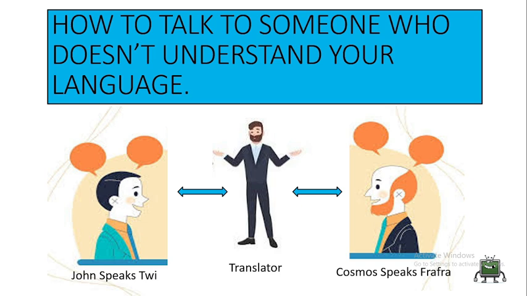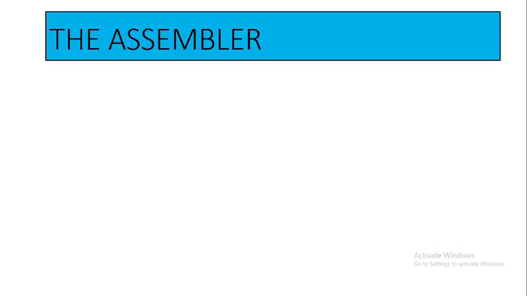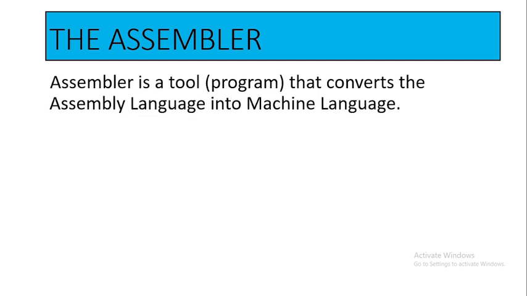The translator will be someone who understands Twi and also understands Fafra. So when John speaks his Twi, the translator picks whatever John has said and translates it into Fafra for Cosmos to understand. The same thing happens here. When they introduced the assembly language, which uses symbolic codes or mnemonics or symbols to represent machine-specific operations, they introduced a tool known as the assembler. The assembler is a tool or a program that converts the assembly language into machine language.